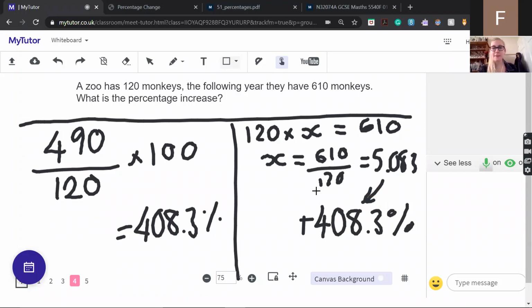That's because this is the multiplier that we used. So if we were thinking in the other direction, if our question was a zoo has 120 monkeys and the next year they have an increase of 408.3%, the multiplier that we would use is this. We're working backwards and thinking, what percentage would we use to get this multiplier? And because it's an increase, whatever it is, we've added it to 1. So it's going to be 4.083. And then we know that that represents 400. Hopefully that makes sense. Does that answer the question?